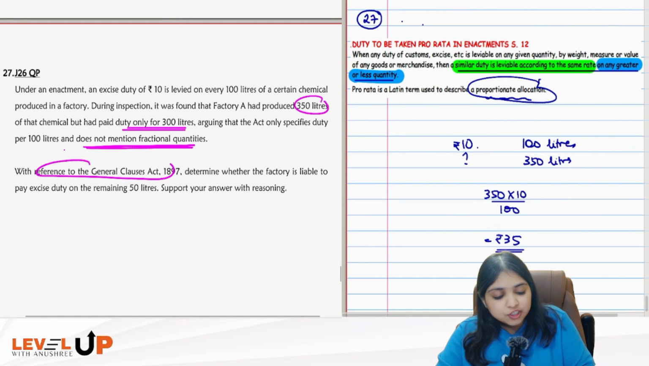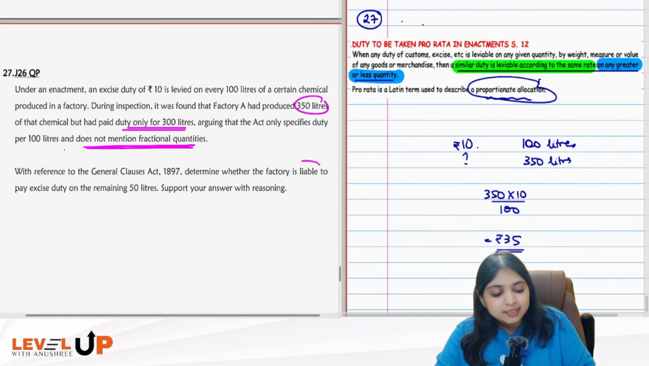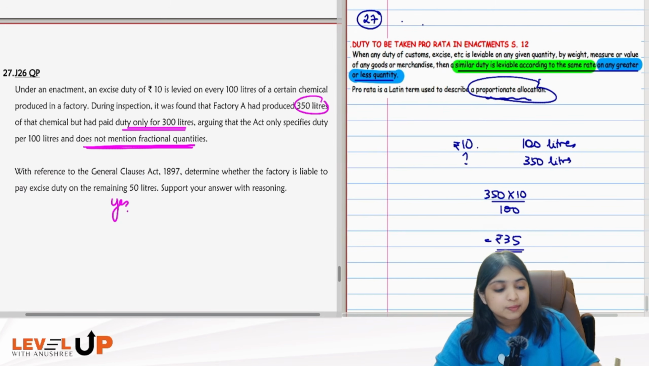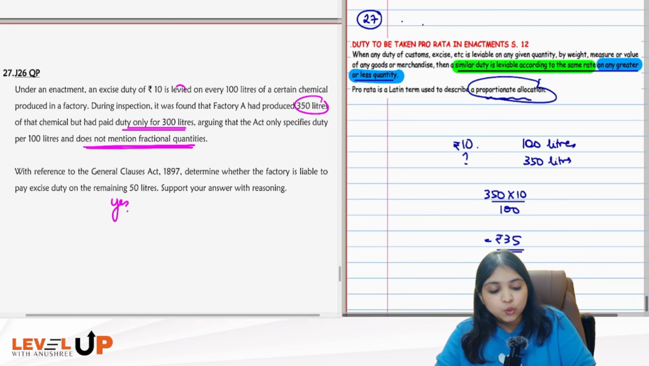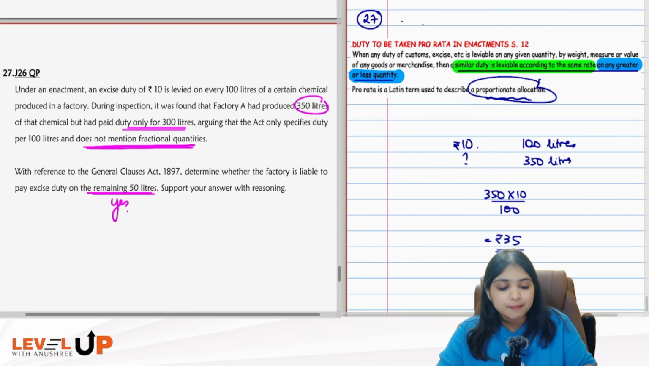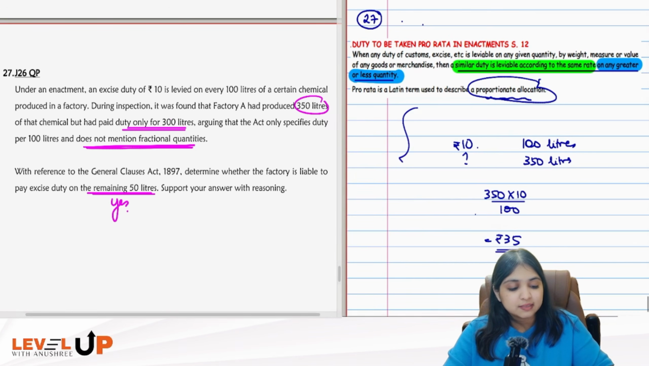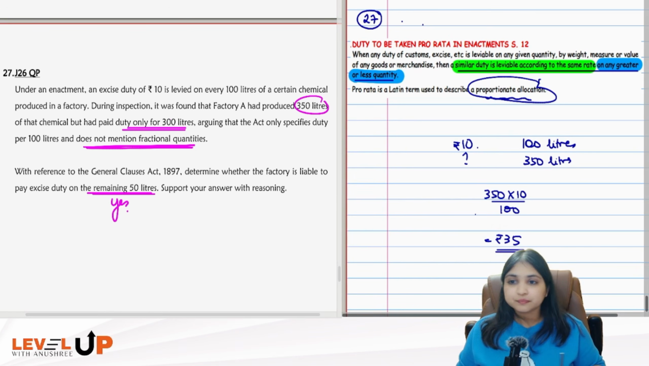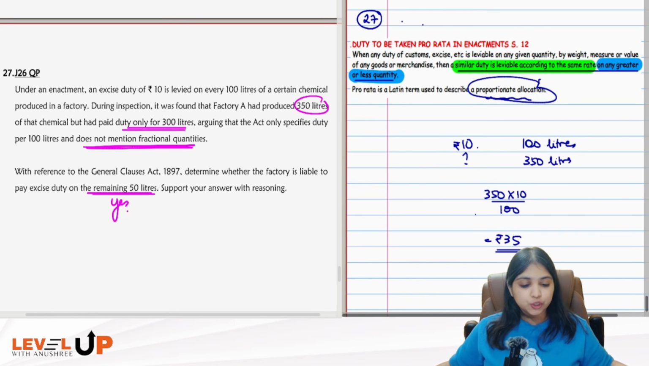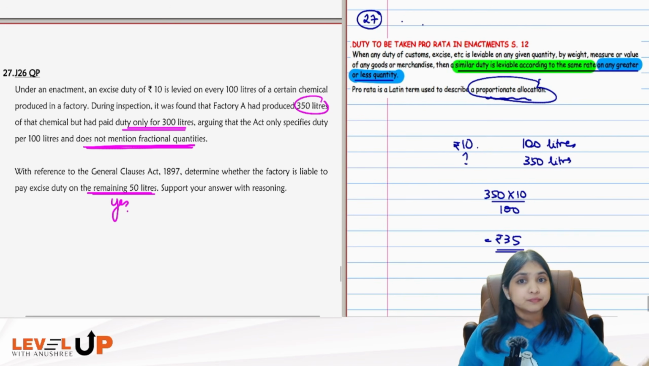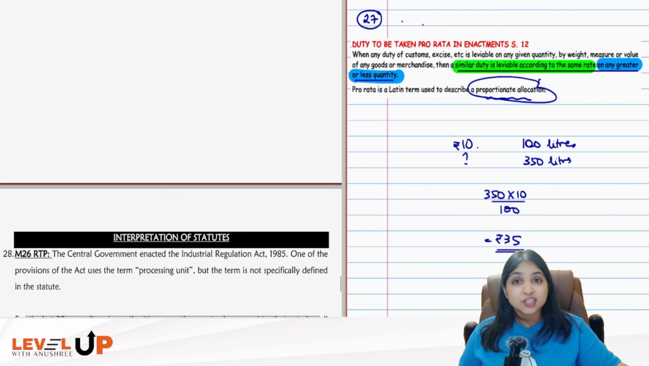So with reference to the GC Act, determine whether the factory is liable to pay excise duty on the remaining 50 liters. Yes, you are supposed to pay duty on 350 liters. You have paid only for 300 liters. So for the remaining 50 liters, yes, you have to pay the balance duty. Support your answer with reasoning. Section 12. So this is a duty to be paid on pro rata basis. Whatever is a greater or lesser quantity, on that quantity you will have to pay the proportionate duty. Okay, this is your question number 27. So this was your GC Act discussion.